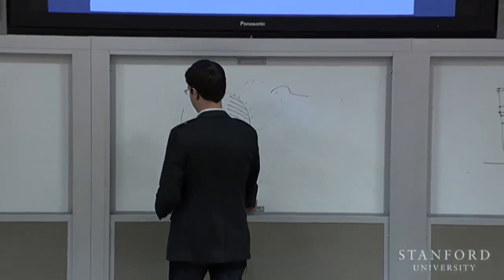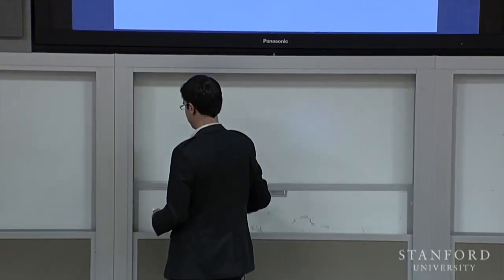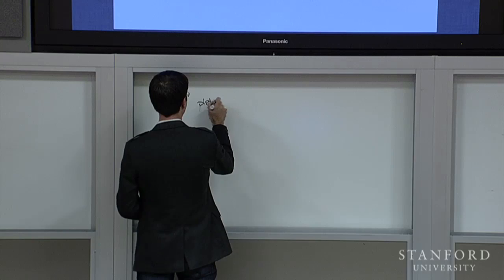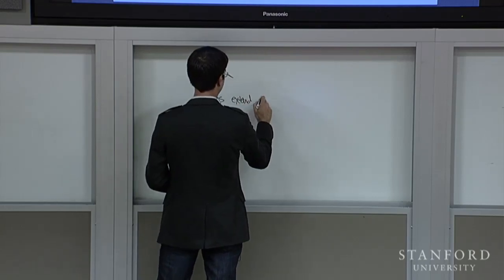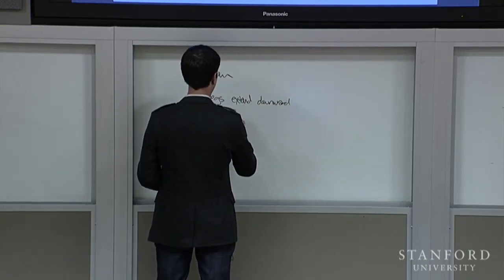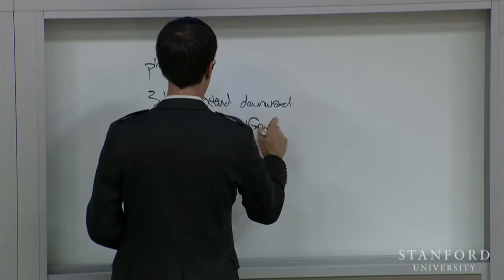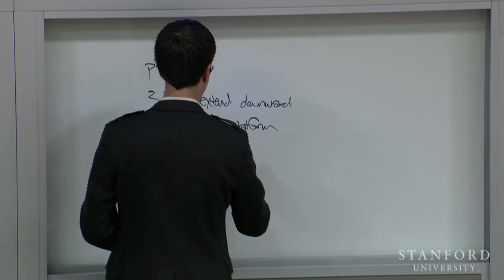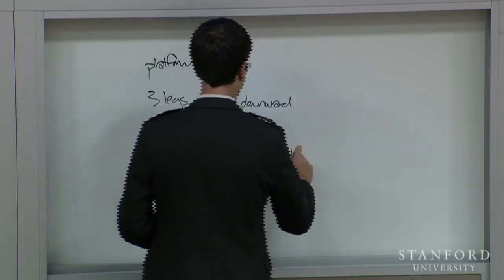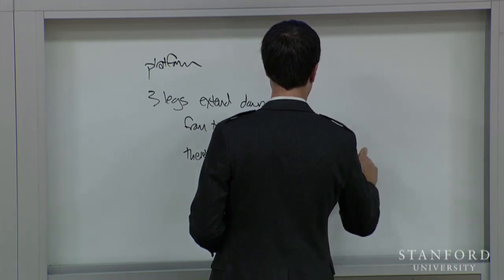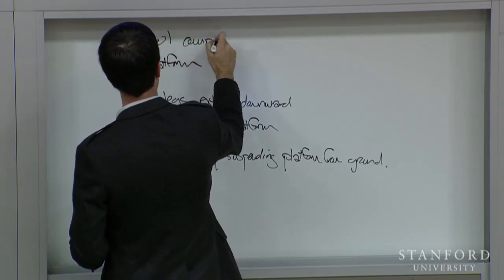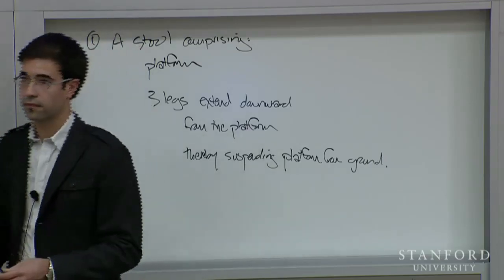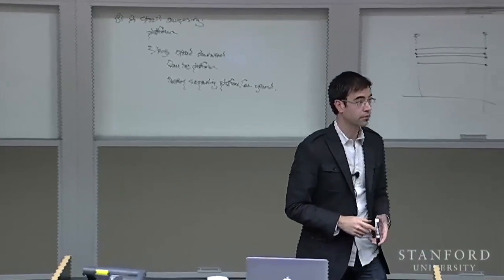I'll write it out. So it's a platform, and it's 3 legs, extending downward from the platform, thereby suspending the platform from the ground. Does it literally infringe? If you flip that stool upside down and put it on the ground, wouldn't it infringe, literally?